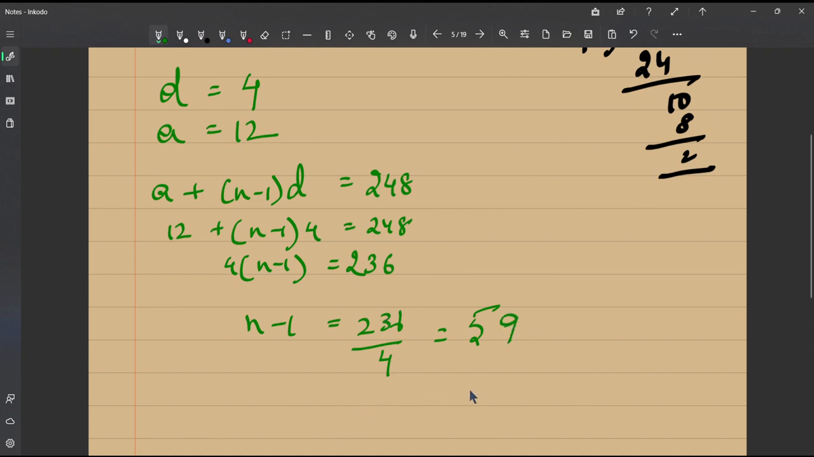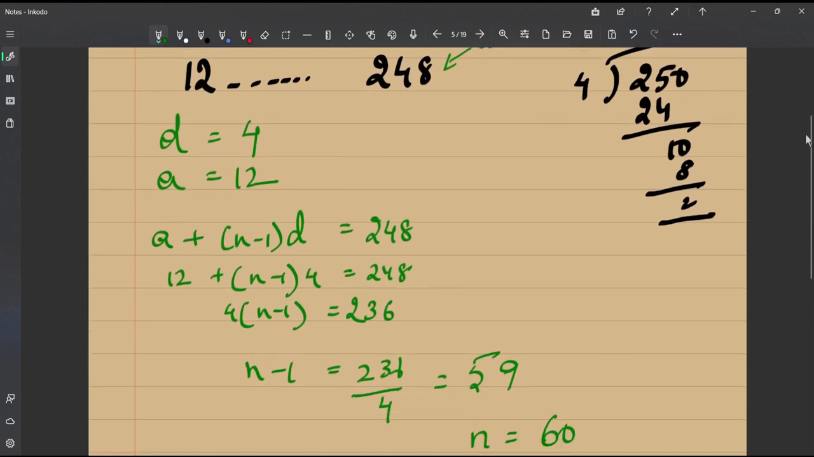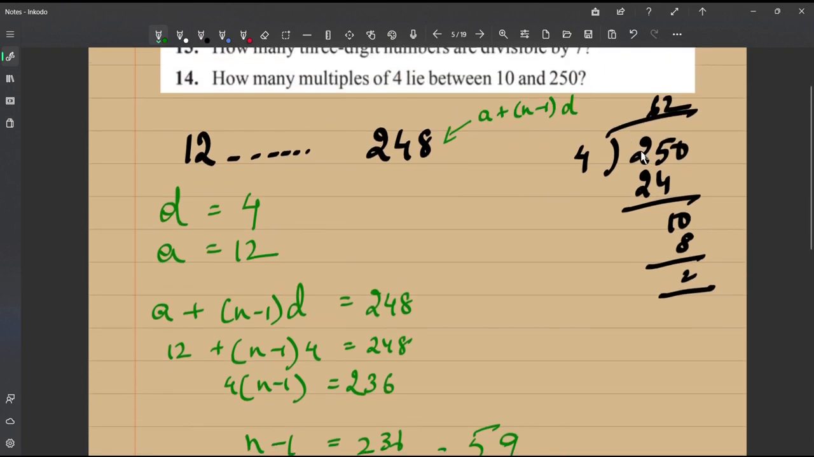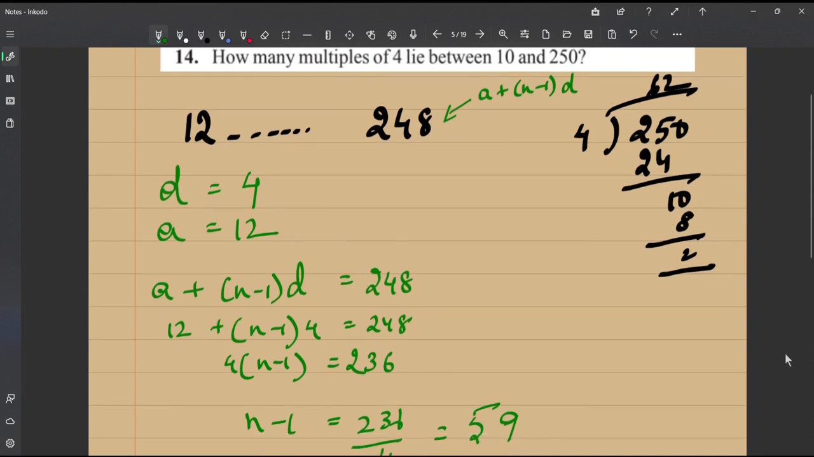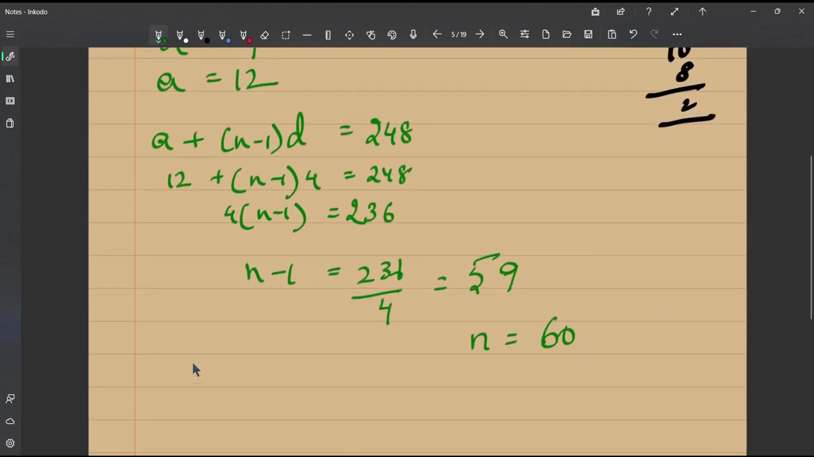So, our n, the number of terms, or the number of multiples of 4 which lie between 10 and 250, is 60. There are 60 numbers which are multiples of 4 between 10 and 250. I hope this problem is very clear to you.